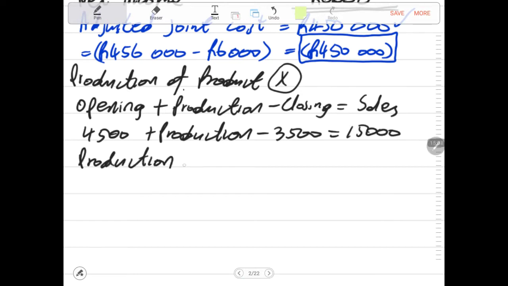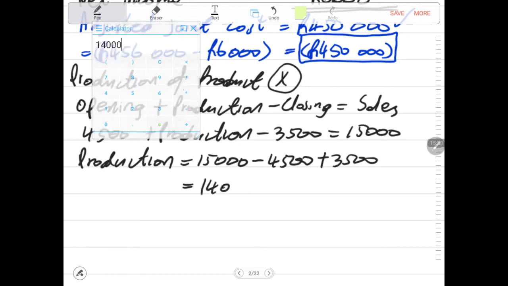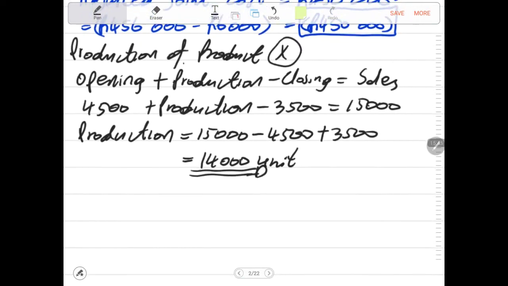Therefore, the units that were produced will be equal to 15,000, which is already over the equal sign. We take 4,500 over the equal sign, it becomes negative 4,500. 3,500 becomes positive 3,500. So now we still get to the same 15,000 minus 4,500 plus 3,500. We still get to the same 14,000 units that were manufactured for product X. So this is the approach I'm taking today to calculate the missing units. Whatever could be missing, it could be sales, it could be closing, it could be opening. So use the same formula, you'll see how easy it will be.